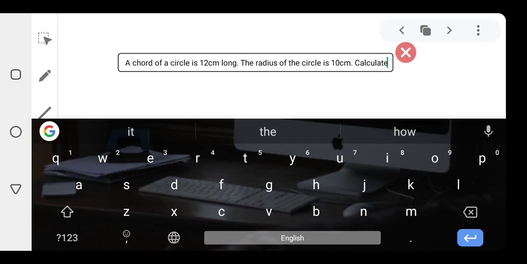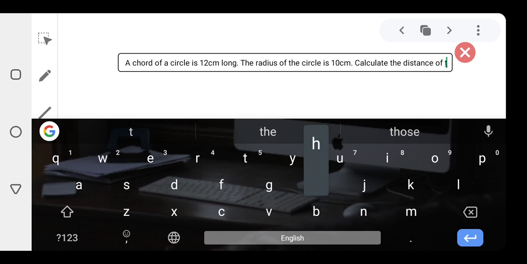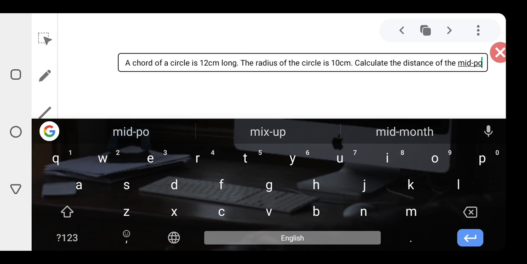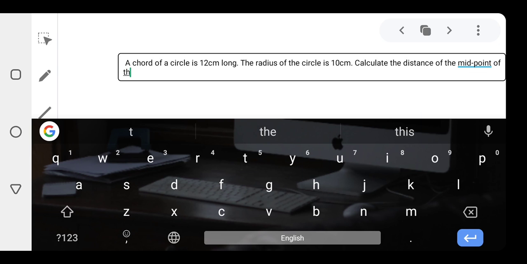All right, let me write this question. Calculate the distance of the midpoint of the chord from the center of the circle. It's a very simple one.